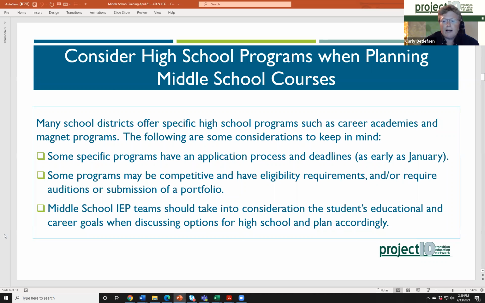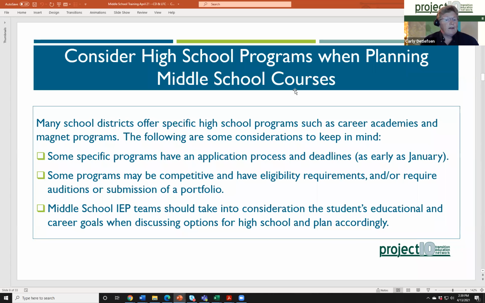And that application process and deadline could be in January of the year that they're still in middle school. So we have to make sure that our families are aware that these academies and programs are out there. And if their student is interested in applying for one of those, they've got to be able to keep track of when those deadlines are, because typically, obviously, they're still going to be in 8th grade trying to apply for that 9th grade program.